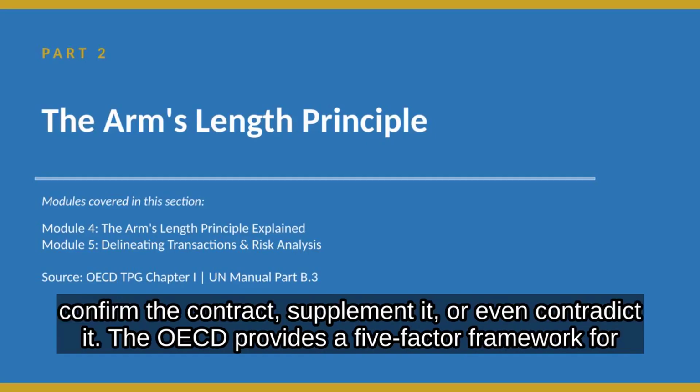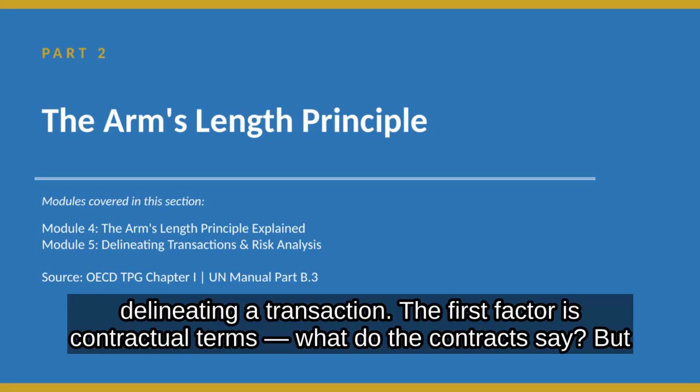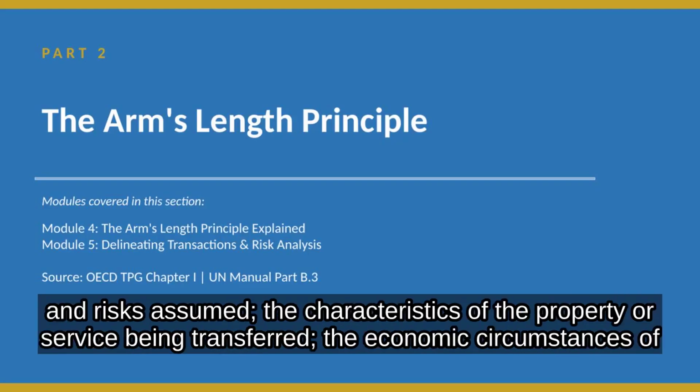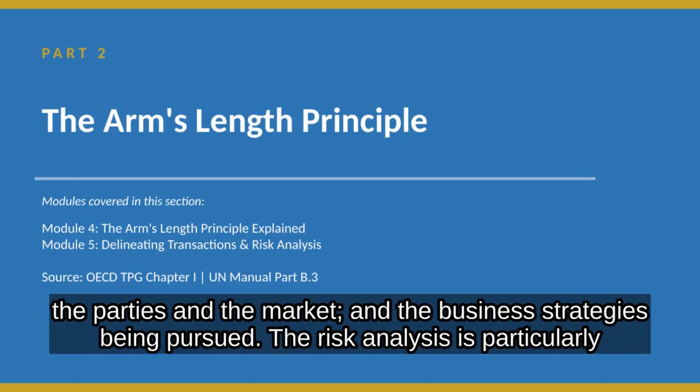The OECD provides a 5-factor framework for delineating a transaction. The first factor is contractual terms. What do the contracts say? But you also need to look at the functions performed by each party, which includes assets used and risks assumed, the characteristics of the property or service being transferred, the economic circumstances of the parties and the market, and the business strategies being pursued. The risk analysis is particularly important and was significantly tightened by the BEPS project.